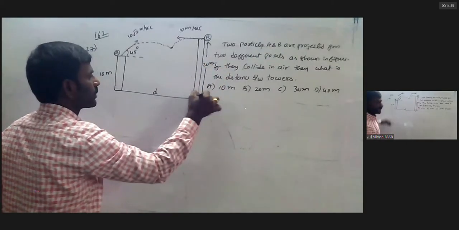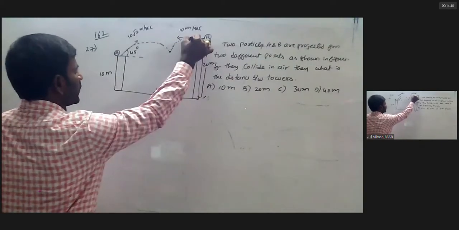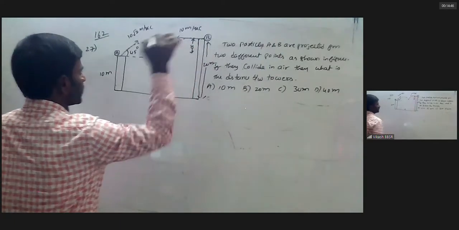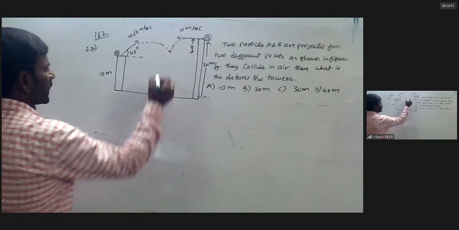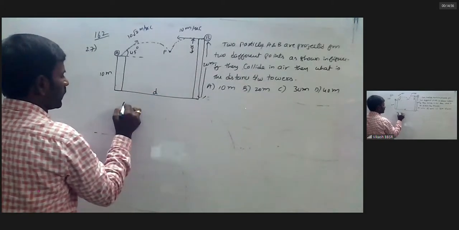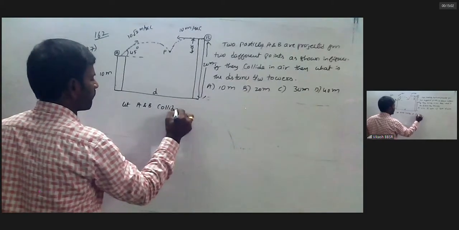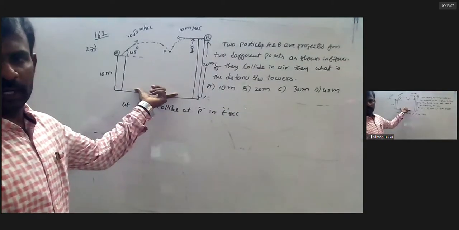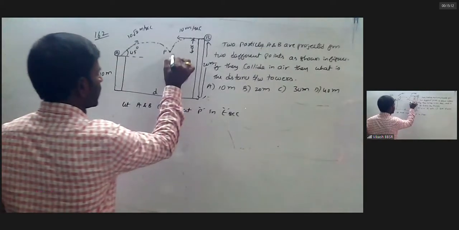Now, while colliding, the particle should be traveling some vertical distance y from the tower, in the time how much? For example, at point P, let A and B collide at P in T seconds. We want the value of D. We want the value of D means we need to find the horizontal distance covered.